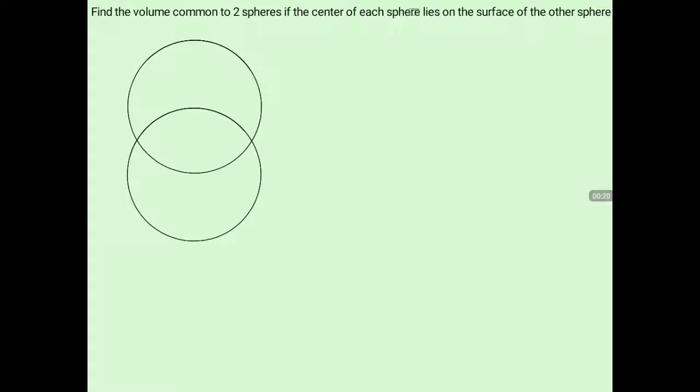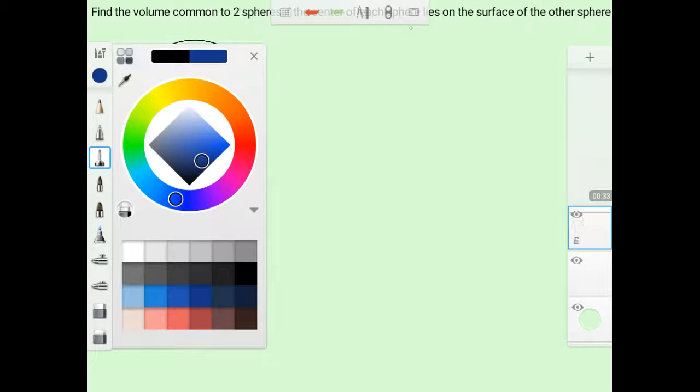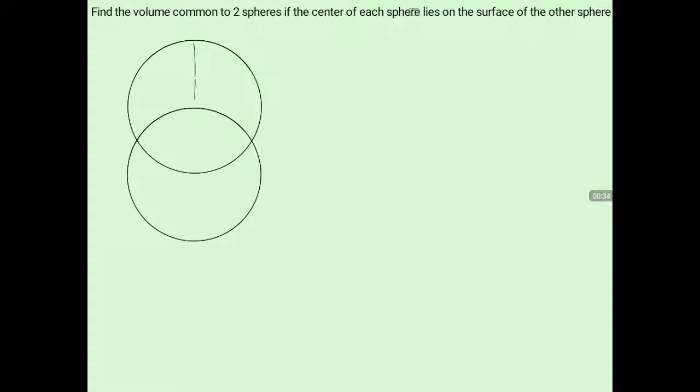So to visualize this, first we'll look at the cross-section of each of the spheres in the middle. If we do this, then we get two overlapping circles. Each of the circles has a radius r, which we can represent by this arrow. And also the distance between the two centers is also r.